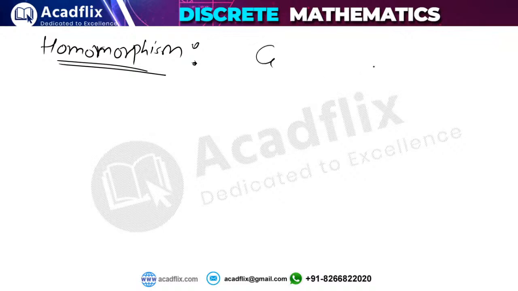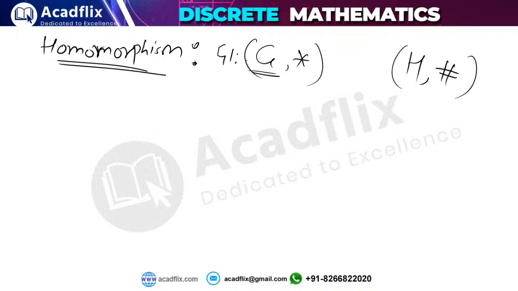Let's assume you have 2 groups, G and H. Remember, these are 2 different groups. Let's assume this is G comma star and this is H comma hash. They can be entirely 2 different groups, like this is your group G1 and this is your group G2. So these 2 groups you have.